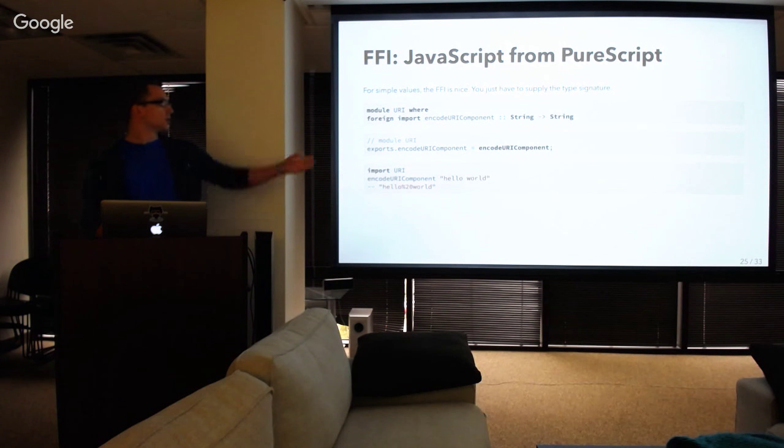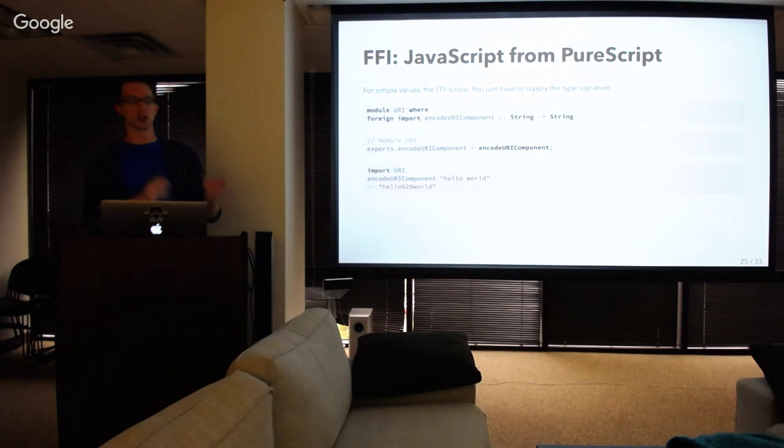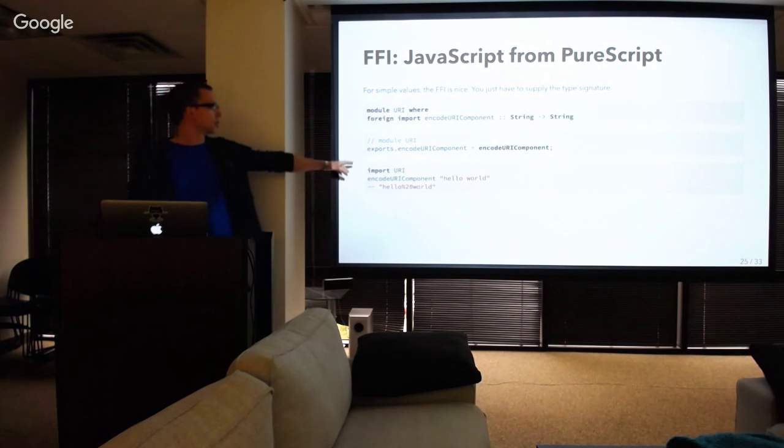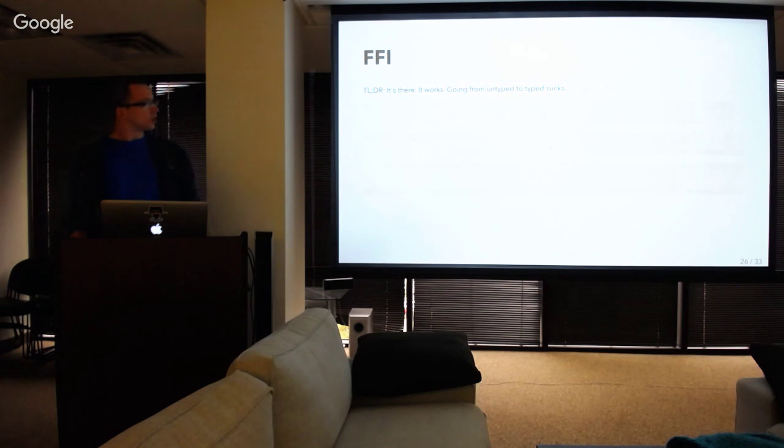And then, if you have this PureScript file, you have to have an associated JavaScript file with the same name, in the same location. But instead of .purs, it's .js. And in there, you just have to export all of the things that you want to use in your PureScript file. And then this is how you would actually end up using it in PureScript. You just call it like a normal function, and it works, hopefully. So yeah, that's all I got for the FFI. TLDR, it works, but going from untyped to typed is always going to suck no matter what you do.